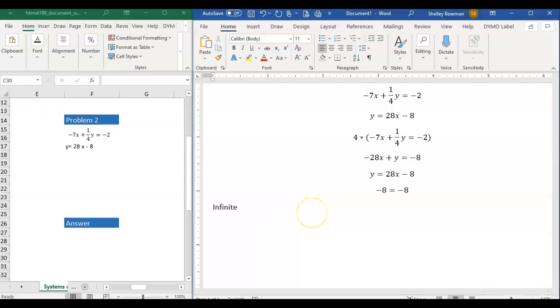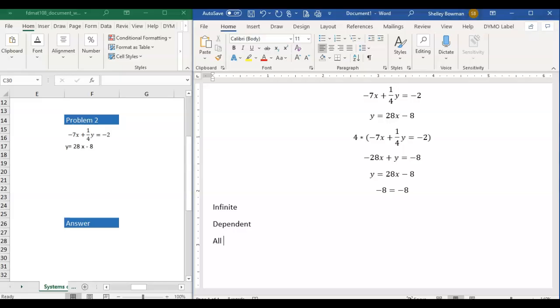That means that this is a dependent system and that these two lines are intersecting at every single point along the line. Some people say, well, they're the same line, and it kind of is. When I graph them, they're the same line, but they're two separate equations, so they're just one line lying exactly on top of the other, and so they are intersecting at every single point, and that's why there's an infinite number of solutions.